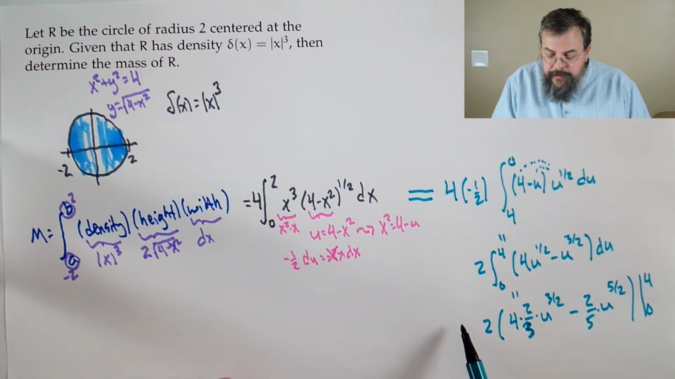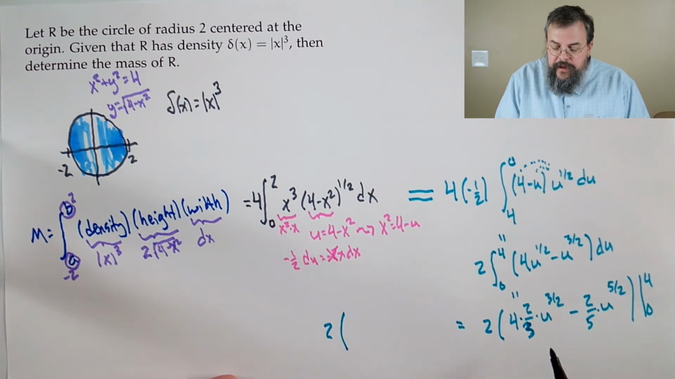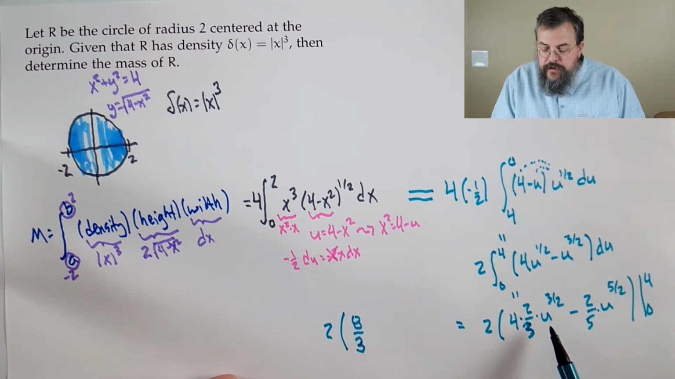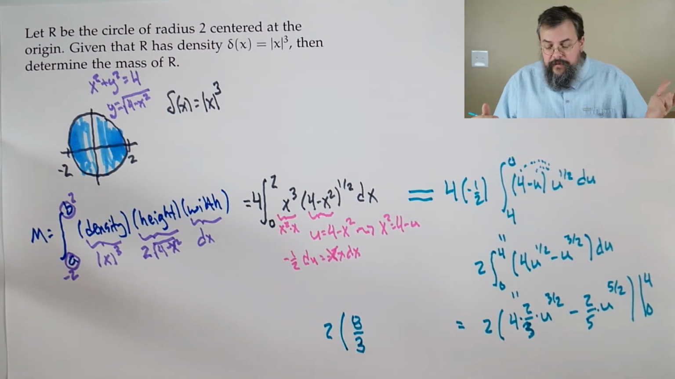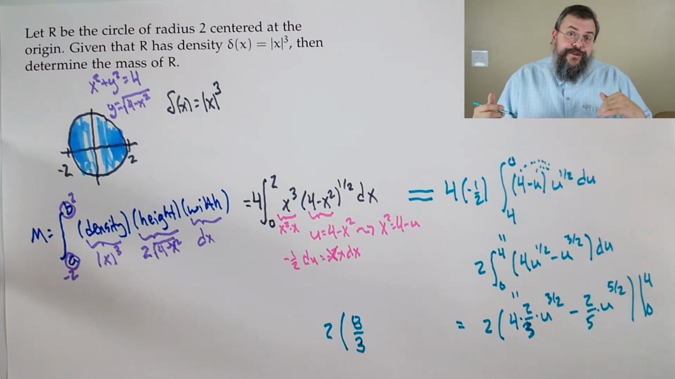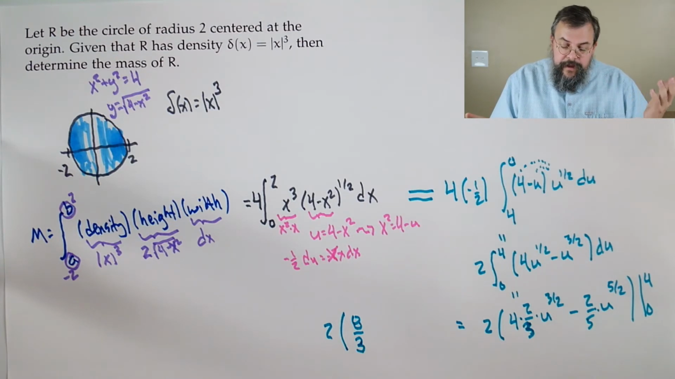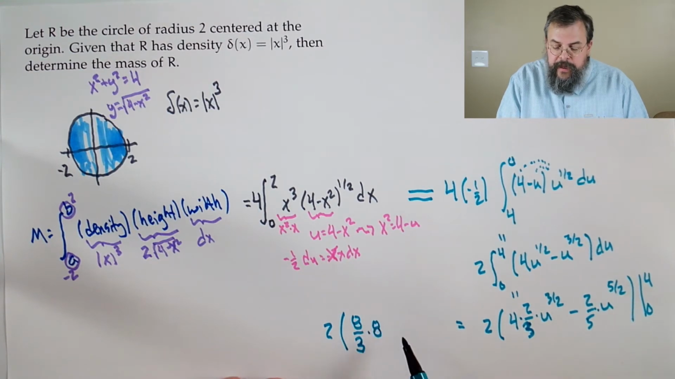So, what do we have? Well, we have the 2 out in front. Then we have 4 times 2/3, which is 8/3. And then we have 4 to the 3/2. Now, we could do 4 cubed is 64, and the square root of 64 is 8. Or you could do the square root of 4 is 2, and 2 cubed is 8. So either way, you end up with an 8.